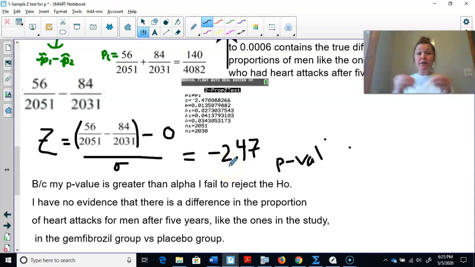And now here's where I conclude. When the p-value is low, reject the H0. Our p-value is very low, but our alpha is 0.01. So our p-value is greater than alpha. I fail to reject the null hypothesis. I have no evidence that there is a difference in the proportion of heart attacks for men after 5 years, like the ones in the study, in the Gemfibrozil group versus the placebo group.